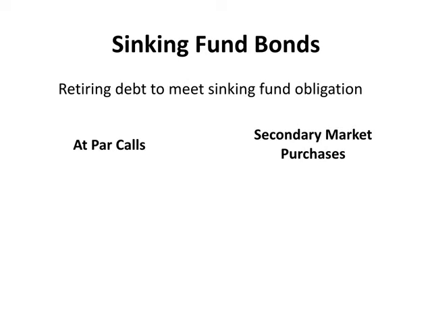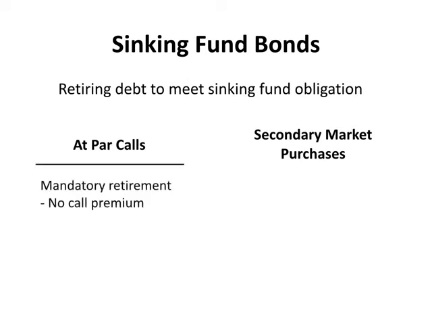Debt retirement to satisfy a sinking fund indenture is not optional. It's a debt retirement mandated by contract. Consequently, sinking fund calls are typically done at par. The investor receives no premium when a bond is called pursuant to a sinking fund provision. Naturally, at-par calls would be the optimal way for an issuer to retire debt if the bonds are trading at a premium to par.